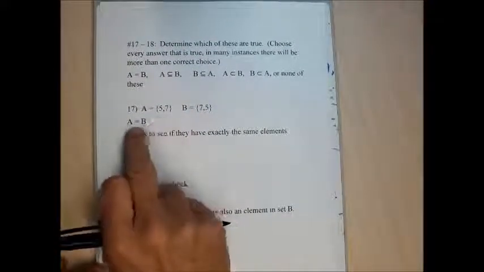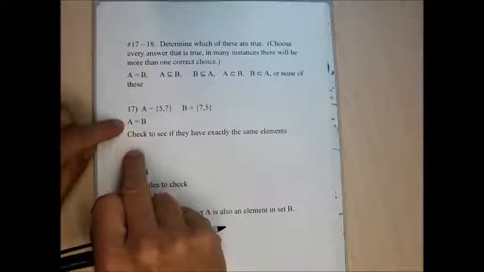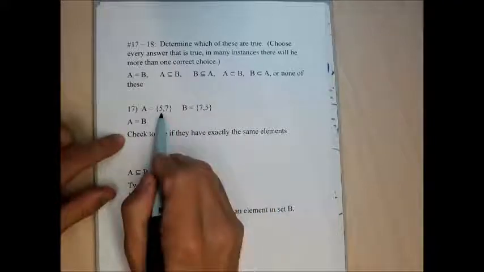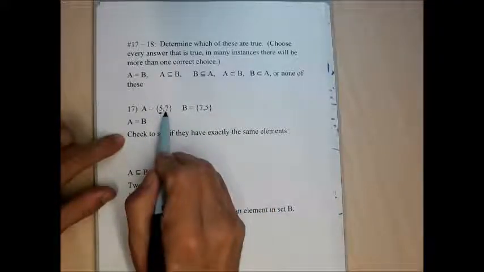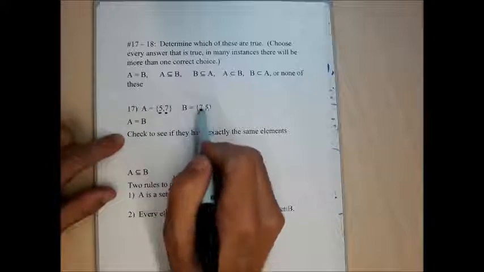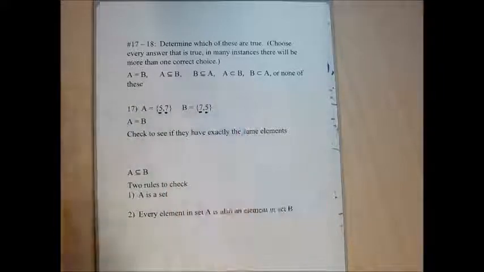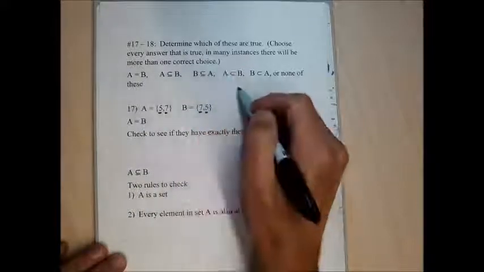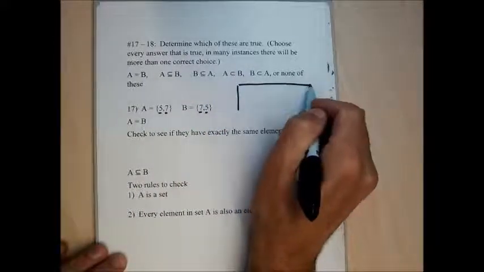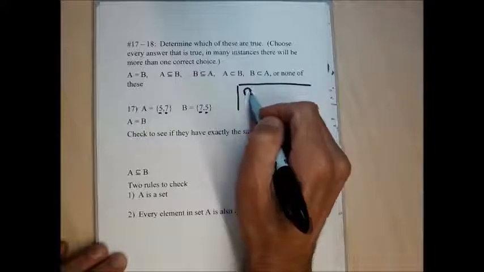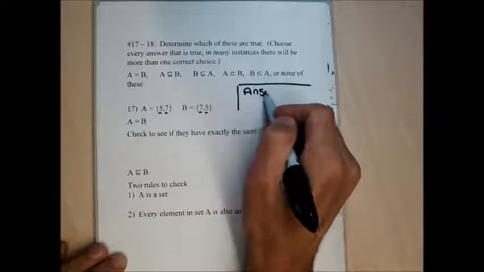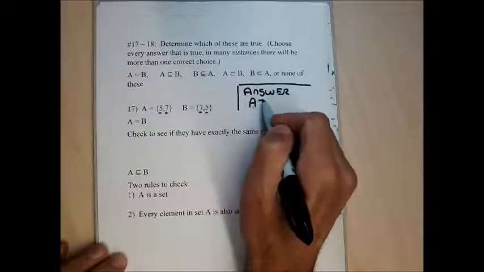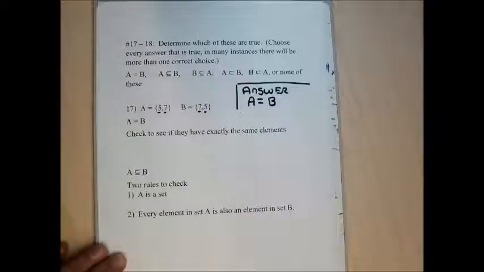The first thing I need to check is to see if A is equal to B, and to see if A is equal to B, they just need to have exactly the same elements. I look at the elements in A. A contains the numbers 5 and 7. B contains the numbers 7 and 5, which is the same as the numbers 5 and 7, because the order that you write the elements in is not the deal breaker. As long as you have the same elements, it's enough to be equal. So these two sets are equal because they have exactly the same elements. So part of my answer to number 17 is that A is equal to B.